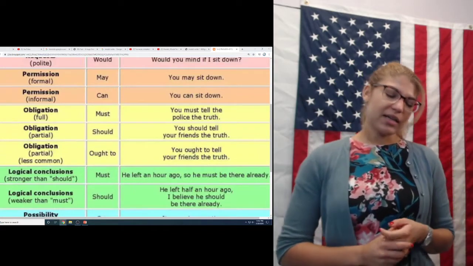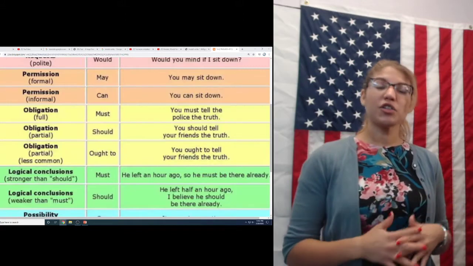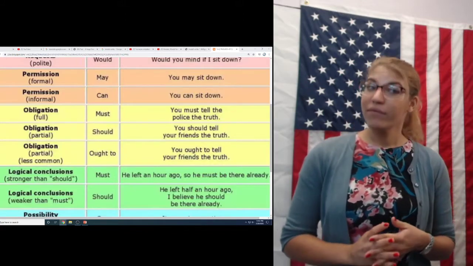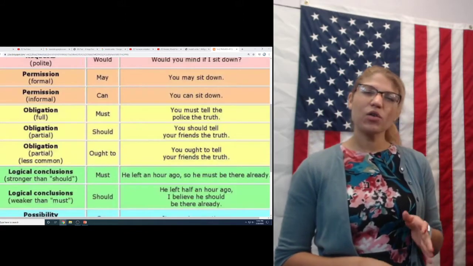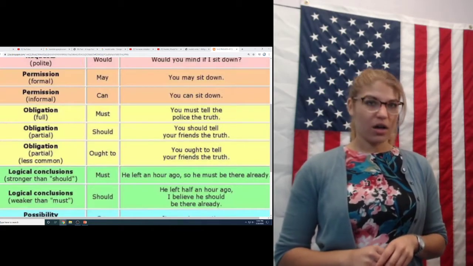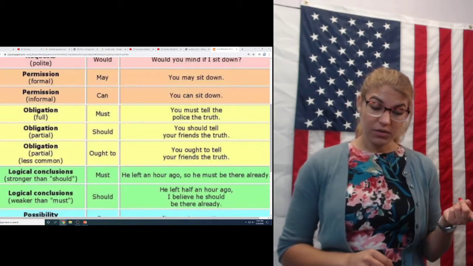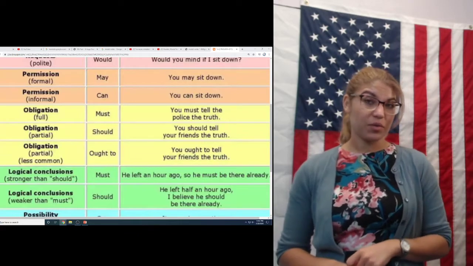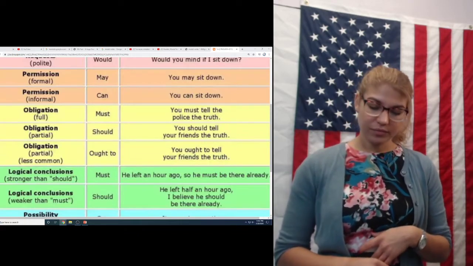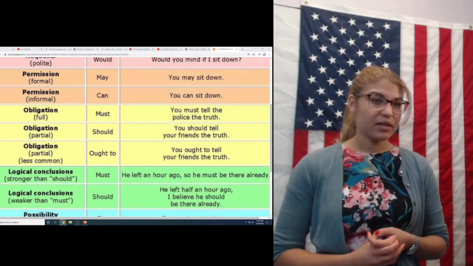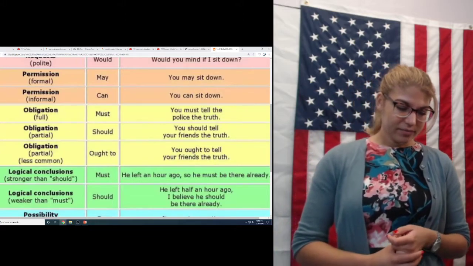The last one is ought to. Ought to is somewhat formal and it's not quite as common. Ought to. You ought to tell your friends the truth. You ought to. It's a good idea. We don't use it often.